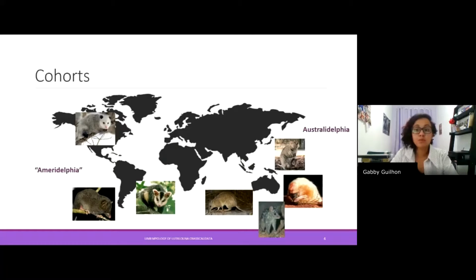So marsupials are split in two cohorts, Ameridelphia and Australidelphia. Despite their classification appearing to be related only to their geographic distribution, the order Microbiotheria, present here in South America, is actually more closely related to the Australidelphia group, with both morphological and molecular evidence for this phylogenetic relationship.